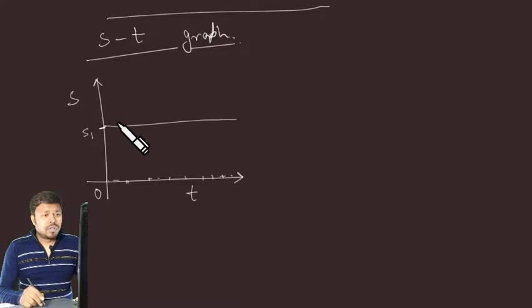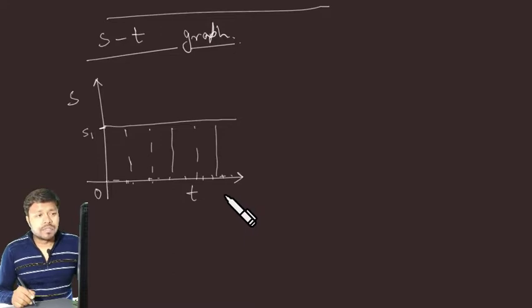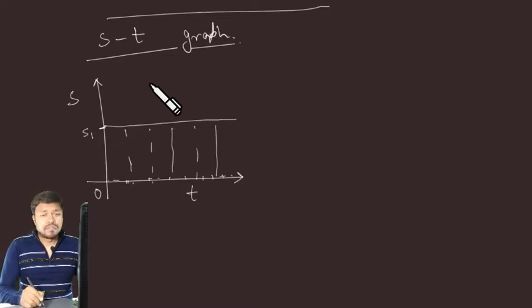Alright, that means even if the time increases, the position of the body S does not change. This height does not change. The body remains at the same position. So this is my rest position for a body, which is represented in the displacement time graph.